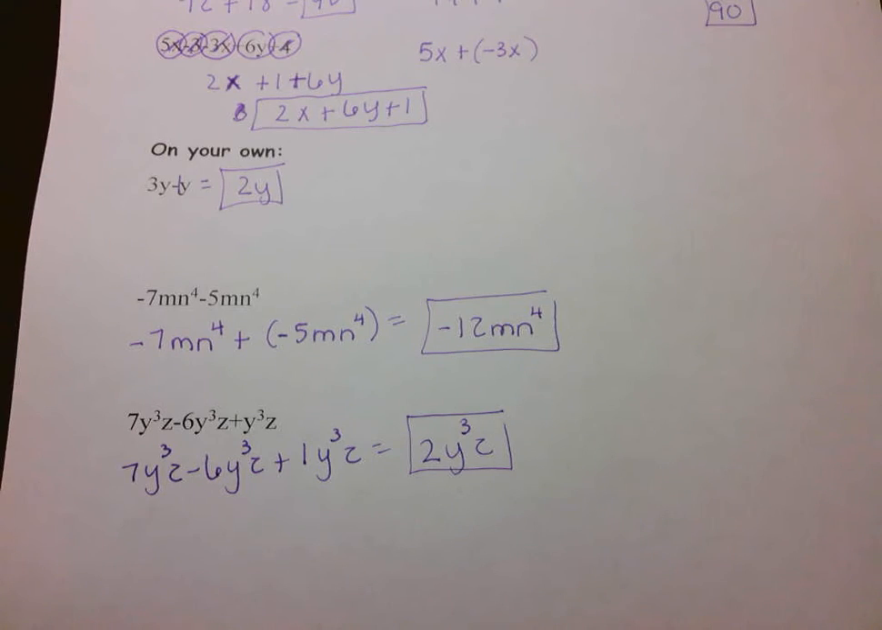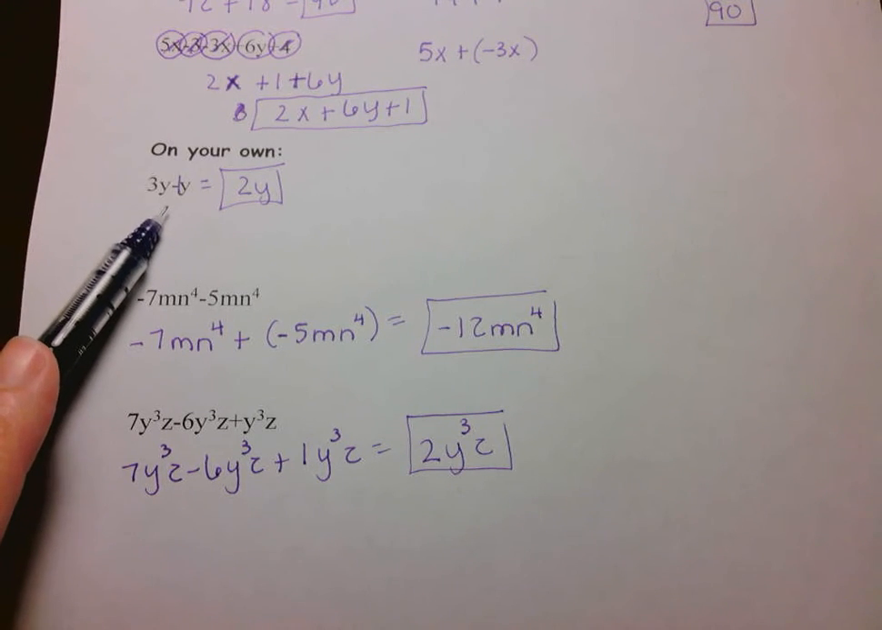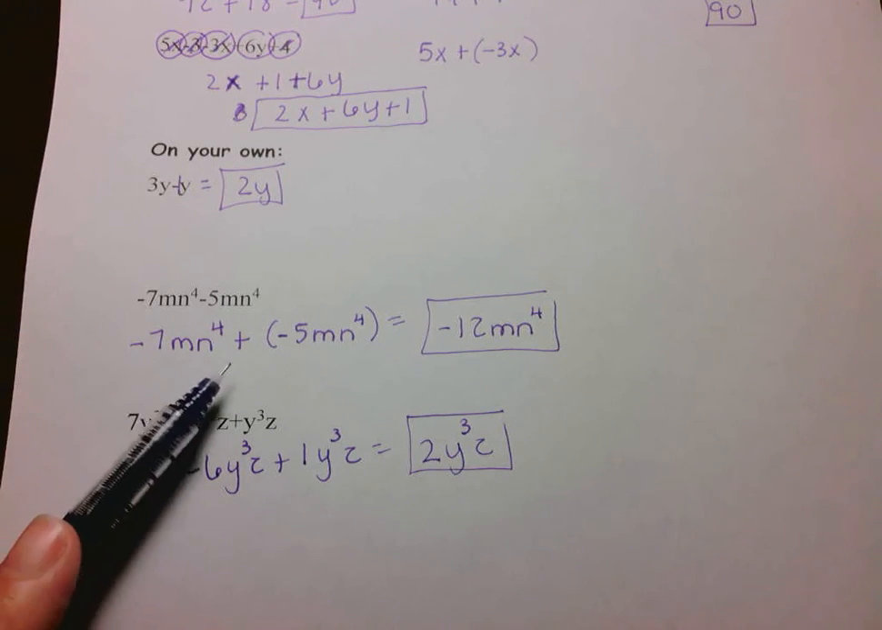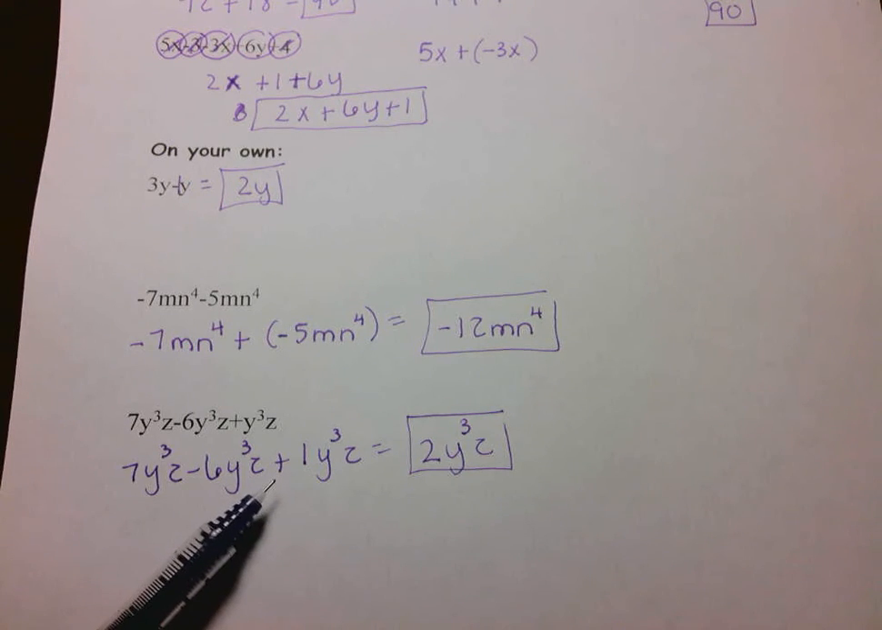And here are your answers. Notice what I did was I actually put the 1 in there so I don't lose track of that. If ever there's nothing there, it's a 1. So this is actually 3y minus 1y, which is 2y. And here, I did the same thing. I put the 1 in.